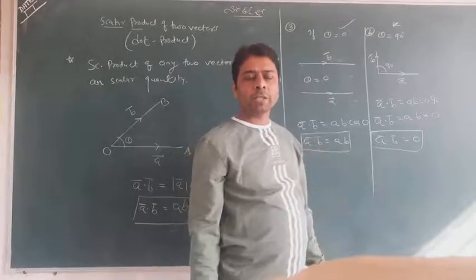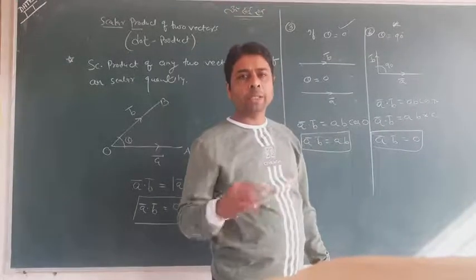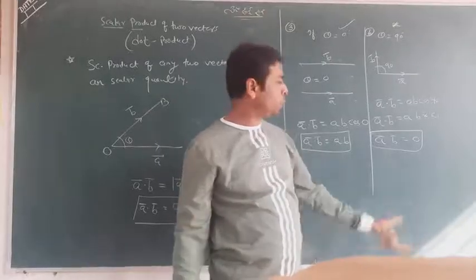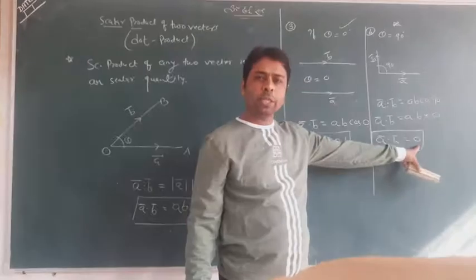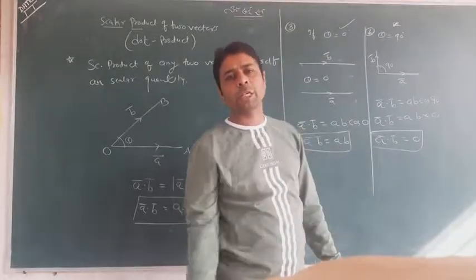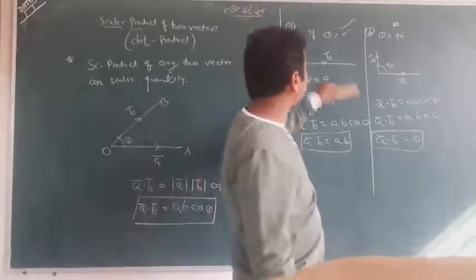Sometimes you will be asked to prove that vectors are perpendicular. What you will do is take the dot product of these two vectors, and if you get 0 as the answer, it means the vectors are perpendicular. That is over now.